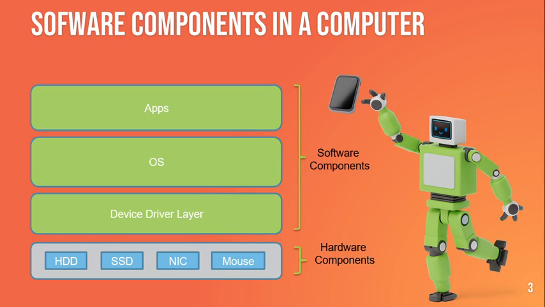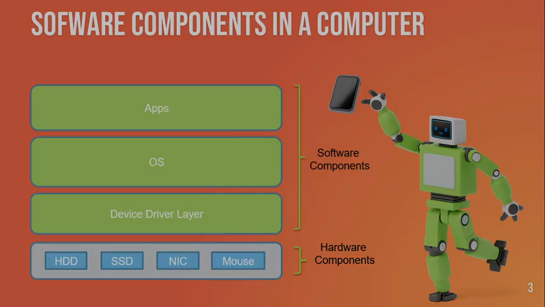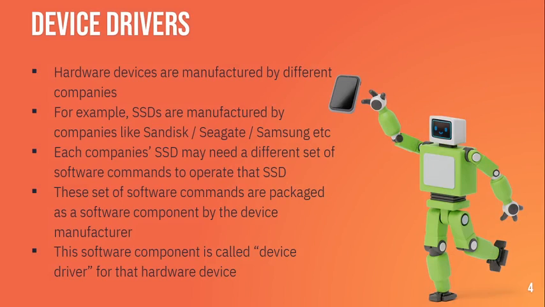Now I'll tell you what device drivers are. As we have seen in the previous slide, our computers have a lot of hardware components. These hardware components, or devices, are manufactured by different companies. For example, SSDs are manufactured by companies like SanDisk, Seagate, and Samsung. Each company's SSD may need a different set of software commands to operate that SSD. These sets of software commands are packaged as a software component by the device manufacturer. This software component is called a device driver for that hardware device.